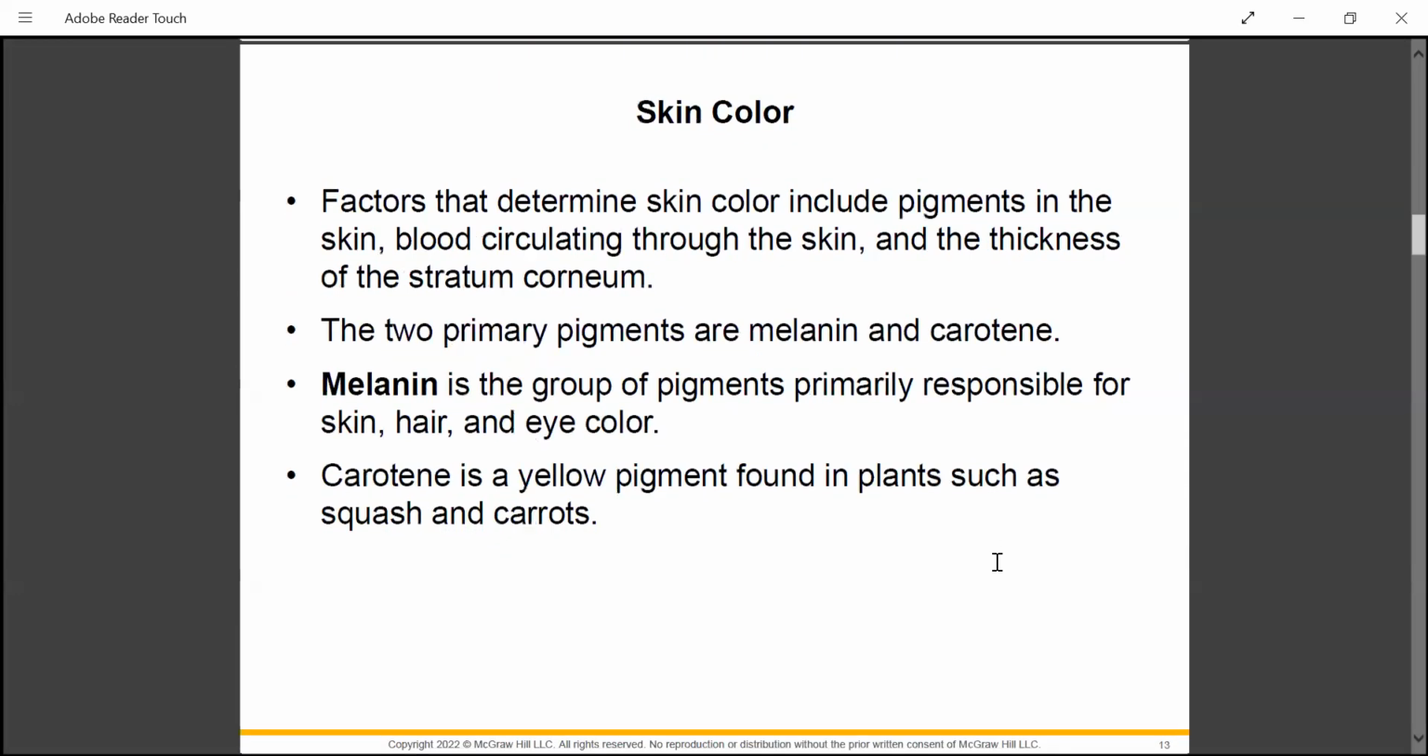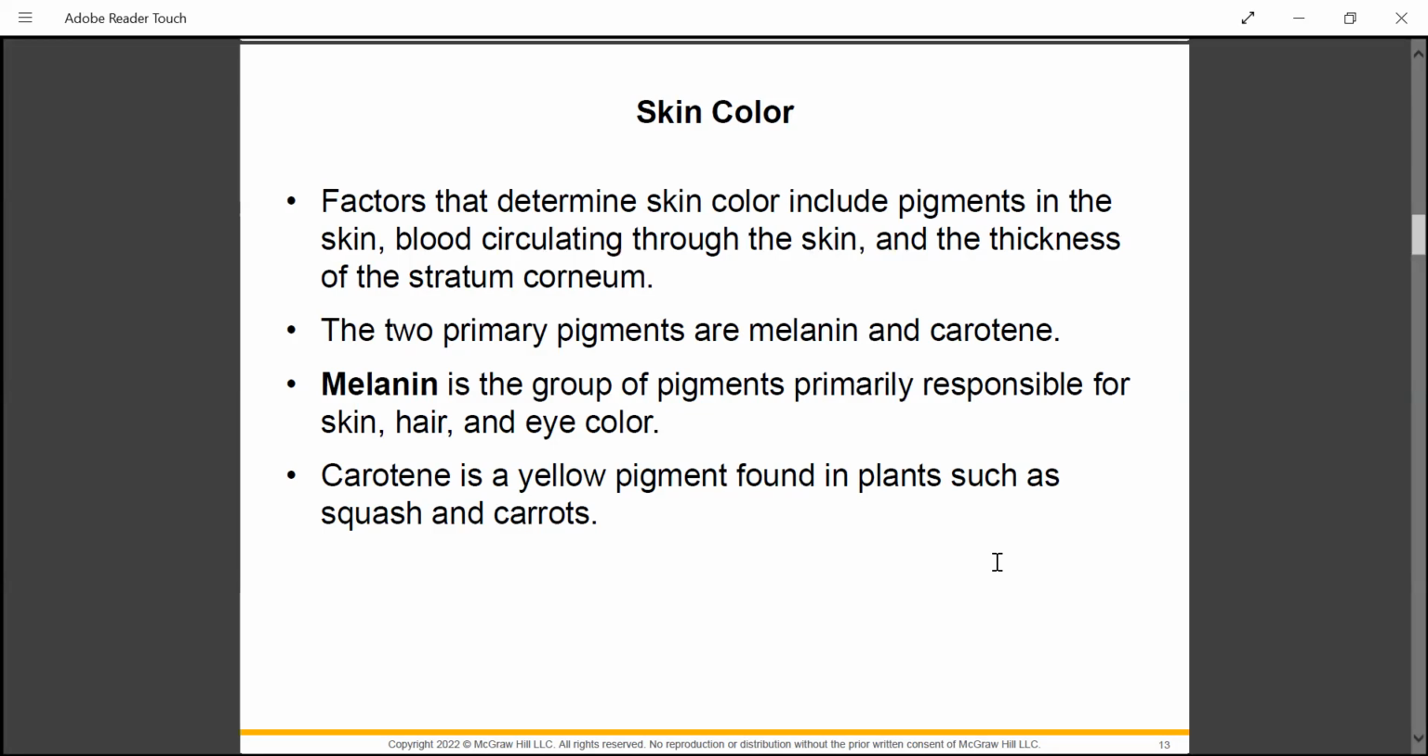Okay, skin color. We mentioned this in one of our first slides, that skin color gives us multiple hints on what's going on with someone. So let's talk about normal skin color first. What determines skin color is pigments in the skin, our blood circulating through the skin, and how thick that stratum corneum layer is in a certain area. So we have two primary pigments in our skin. We have melanin and keratin.